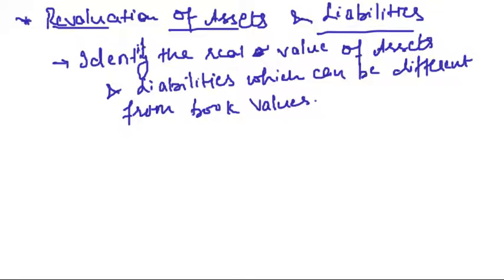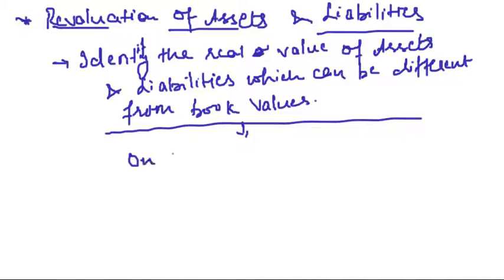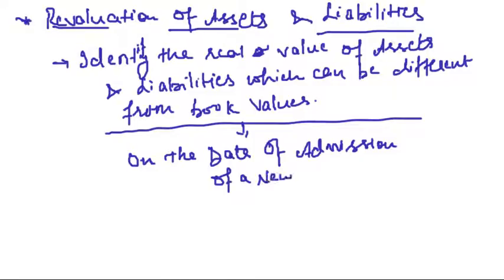Now the question is, when are we going to identify this value, when are we going to put this new value to our assets and liabilities? The answer is on the date of admission of a new partner. What it means? On the date of admission of a partner, we have the book values of the assets and liabilities. We have the balance sheet, right? But on the very similar date, we will identify what is the value of our assets and liabilities in real, in market. We have to revalue our assets and liabilities on the date of admission of a partner.